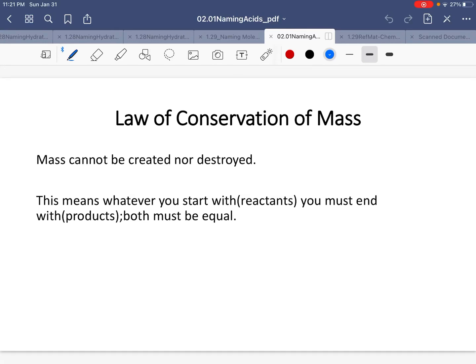Hello class, due to testing, I wanted to make sure that we went over this lesson. So we're going over the first steps in understanding how to balance equations. This is the last topic we will be covering before your Unit 7 exam.